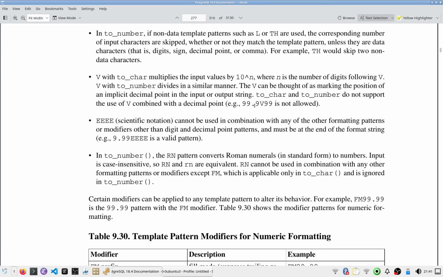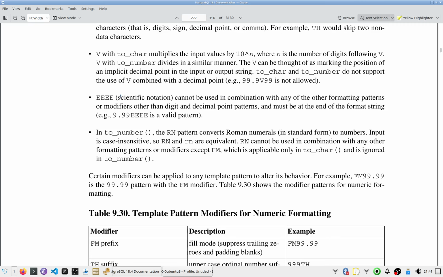For example, 99.9V99 is not allowed. Quadruple E, scientific notation, cannot be used in combination with any of the other formatting patterns or modifiers other than digit and decimal point patterns, and must be at the end of the format string. 9.99EEEE is a valid pattern.